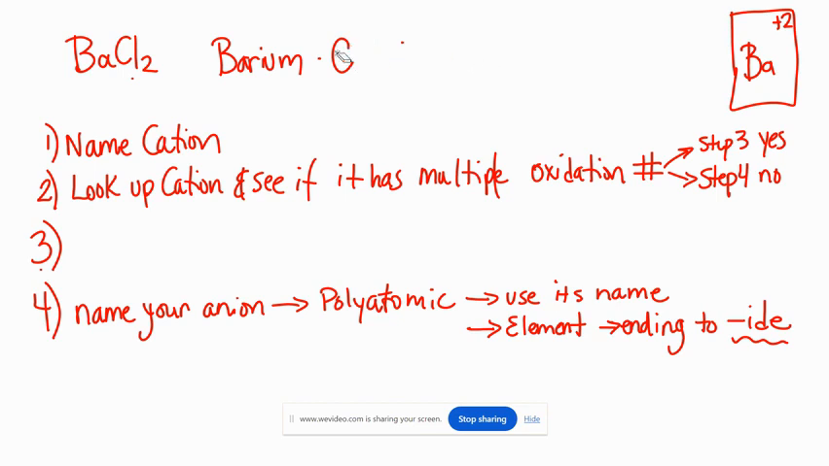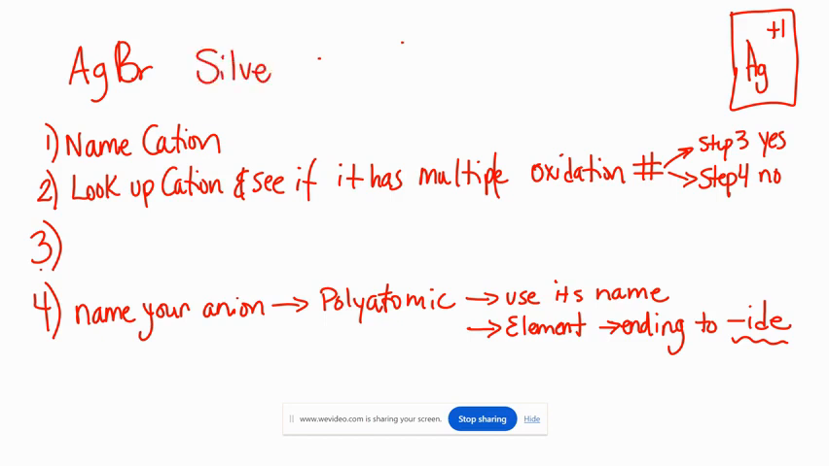Next one is silver. There's Ag here, and the rest of it is Br. Silver only has 1 oxidation number. That is a +1. So I'm going to write out my cation, silver. Only 1 cation, so I'm going to skip down and name my anion. What's it going to be called? Bromide? Yep, so this is silver bromide.